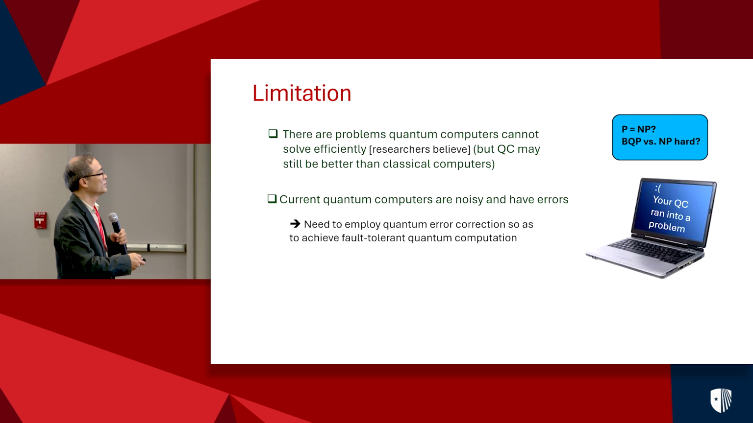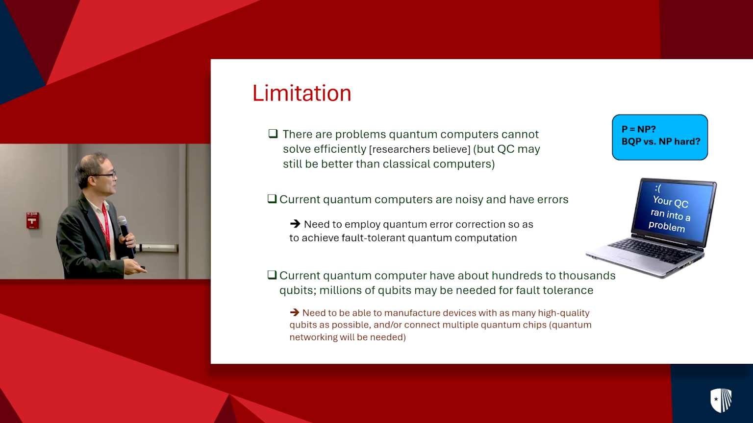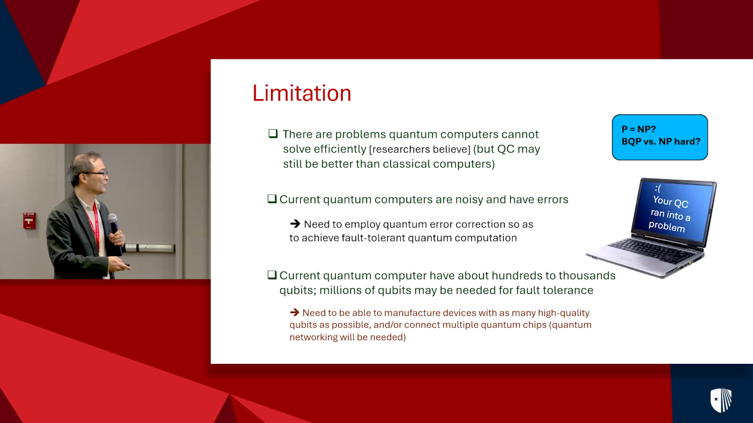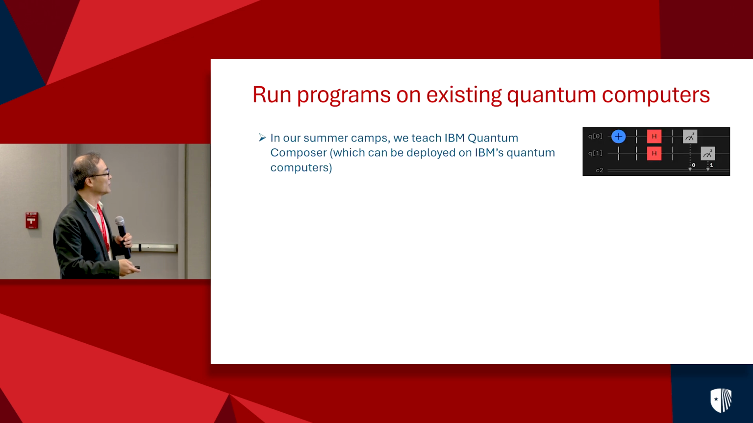However, there is quantum error correction, like encoding of logical bits, that you can use to fight against these errors. And you can run your quantum computer even though you have errors. You can still solve the problem. But you need to have a large number of qubits. And so the industry needs to be able to produce high quality qubits. And you might need to connect these different quantum chips, and that may be the advantage of using quantum networking.